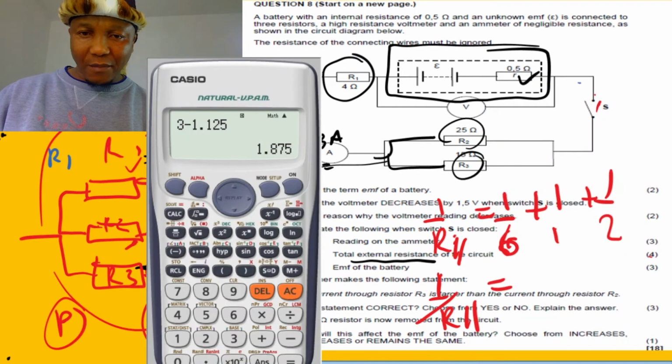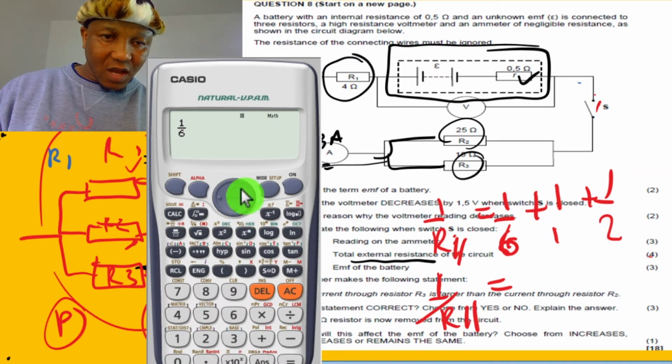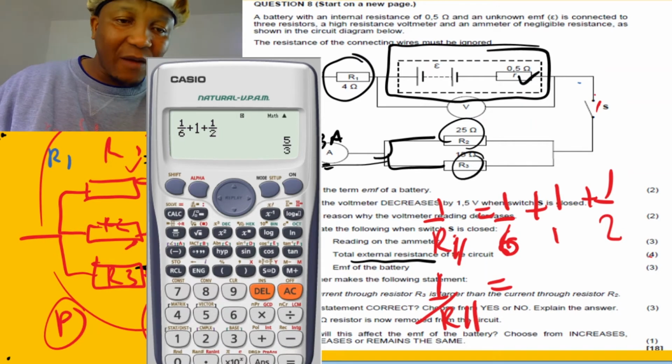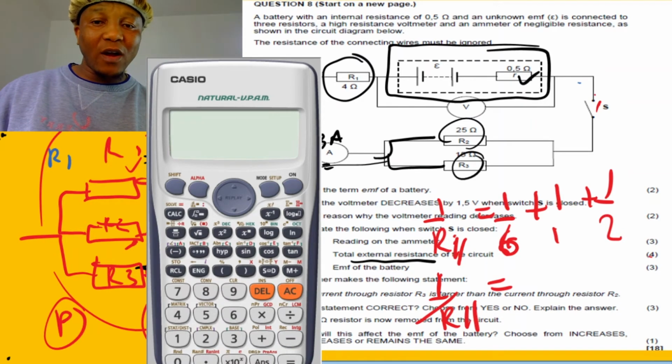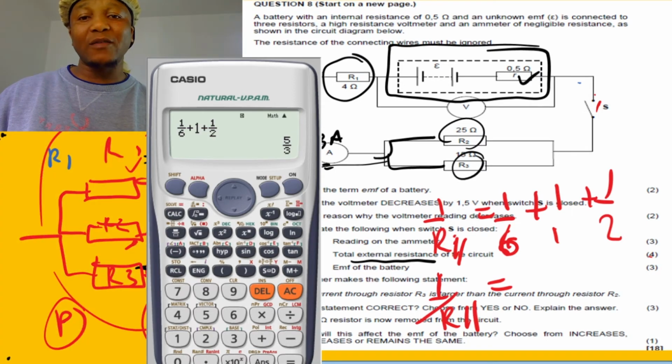Okay, let's use a calculator. Excuse me, sorry. So say 1 over 6, plus 1 over 1, which is 1, plus 1 over 2, plus the fraction 1 over 2. I want to show you something very, very important. And this is going to give us 5 over 3. Okay, 5 over 3.